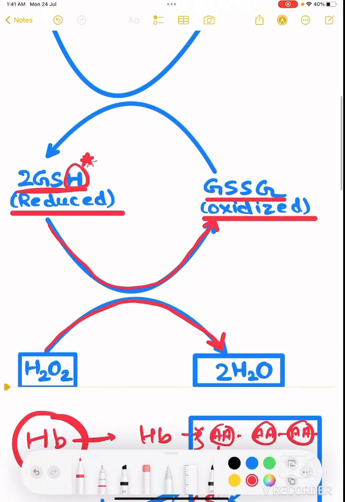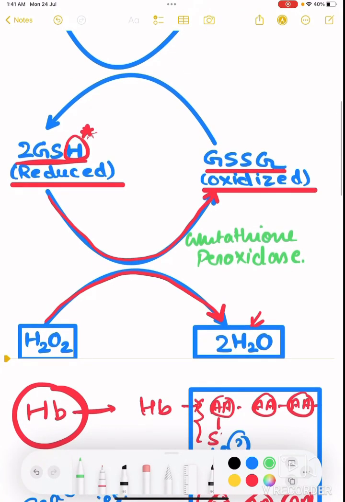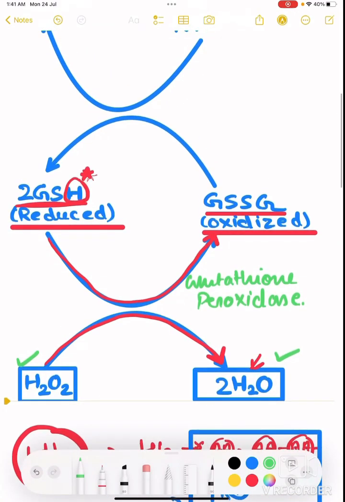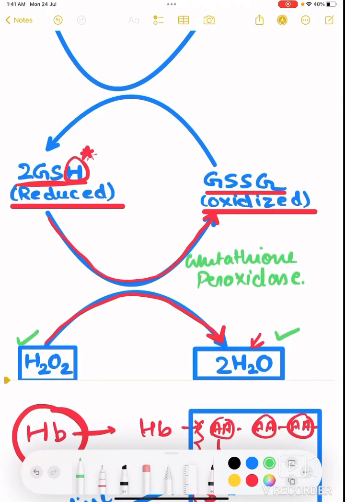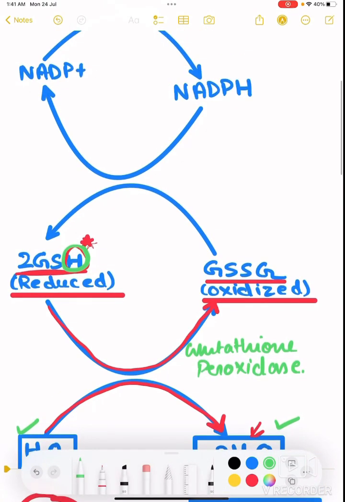So these hydrogen atoms have come over here. There is an enzyme present here, and the name of the enzyme is glutathione peroxidase. The enzyme doing this process is glutathione peroxidase. What is glutathione peroxidase doing? It is converting H2O2 to 2H2O. In this process, two H atoms are added to H2O2, and these two H atoms are coming from 2GSH. And in this process, 2GSH is converted to GSSG, which is an oxidized form.